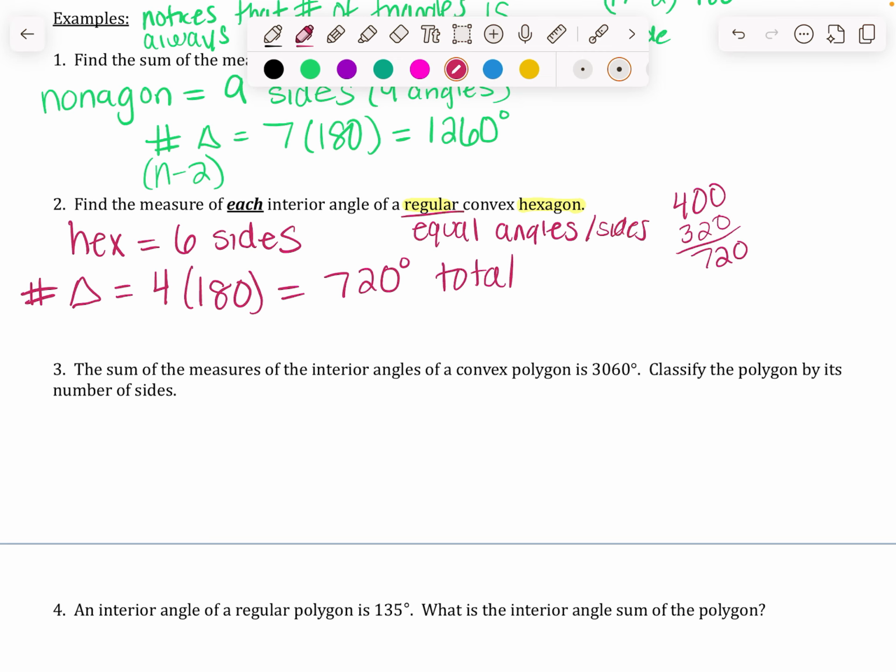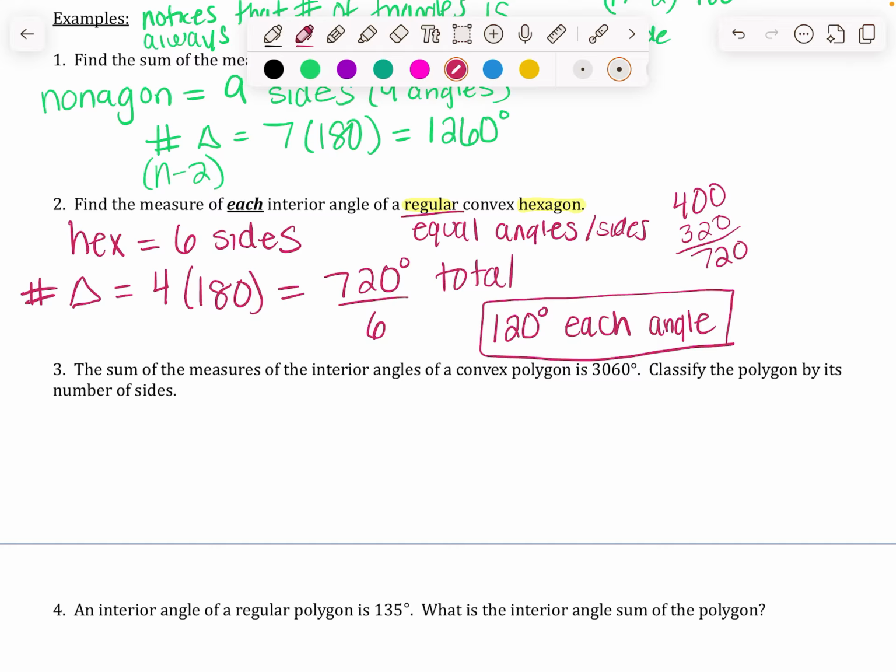So if we want to know how much each interior angle measures and they're all the same, there's 720 total. So you're going to take that divided by 6 and you're going to get, let's see, 72 divided by 6 is 12. So 120 degrees for each angle. So regular means they're all the same. Hexagon, 6 sides. So you find the total, divide it by 6.